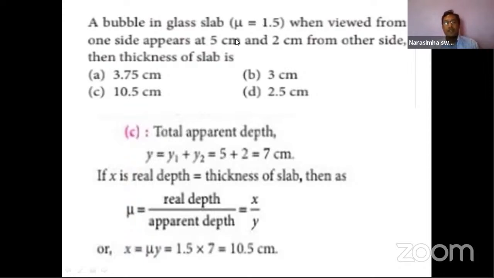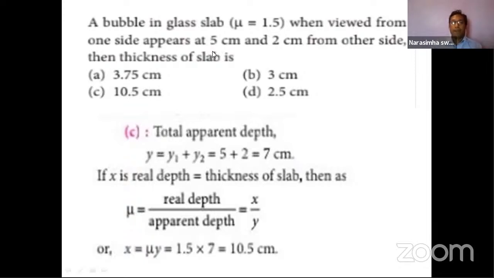So what information is given? Just the two sides' dimensions and the refractive index of this material are given, right? Options are given like this, and the total apparent depth, how much will it be? Y is equal to y1 plus y2 is equal to 5 plus 2 is equal to 7.